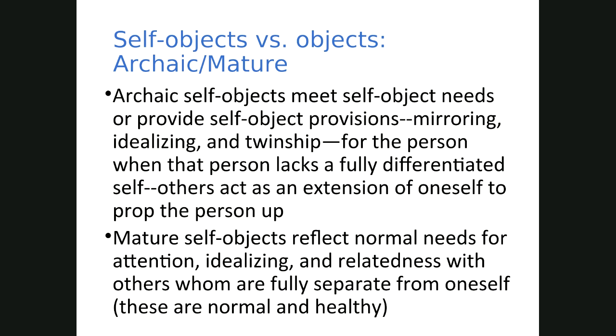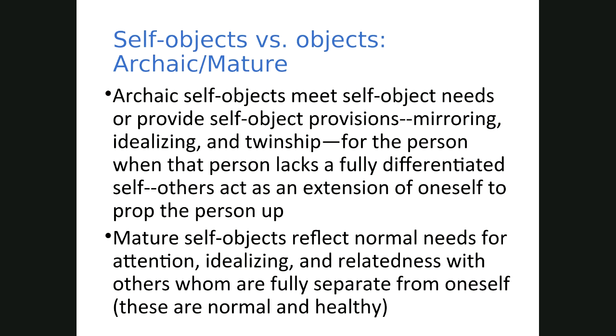But we can do so in one of two ways as adults, let's say. As adults, if we continue to basically use others to meet our self-object needs for mirroring, idealizing, and twinship, because we lack a fully differentiated self, because we're dependent upon what others think about us to feel comfortable in our own skin. We lack a sense of cohesion and autonomy that allows us to be independent and separate. So we need others to prop us up. In that way, we enter in relationships and we meet archaic self-object needs.